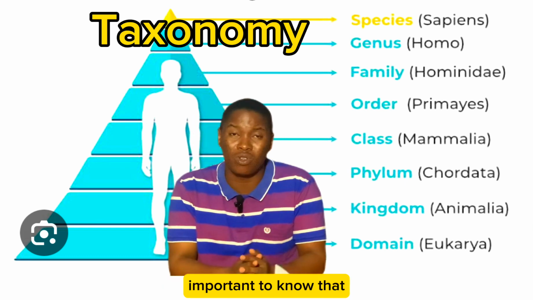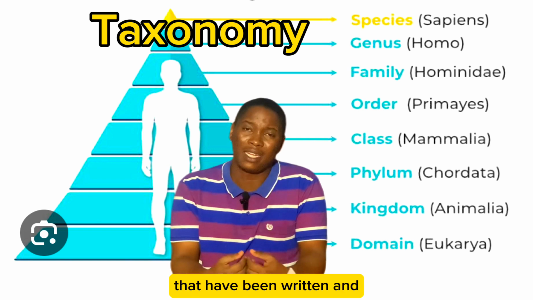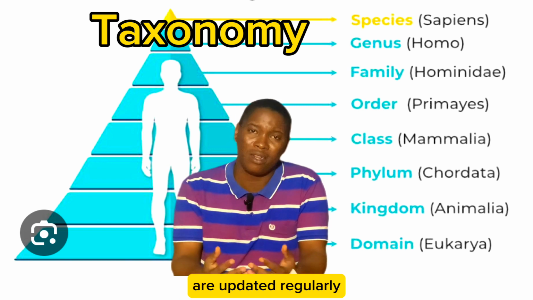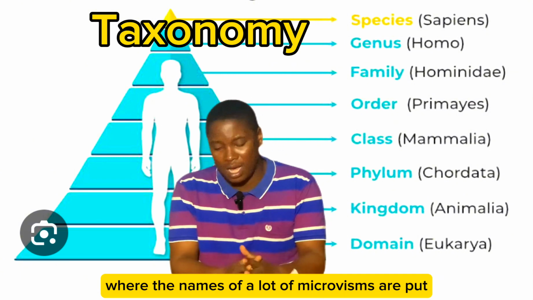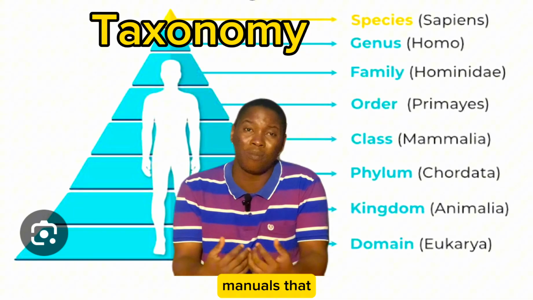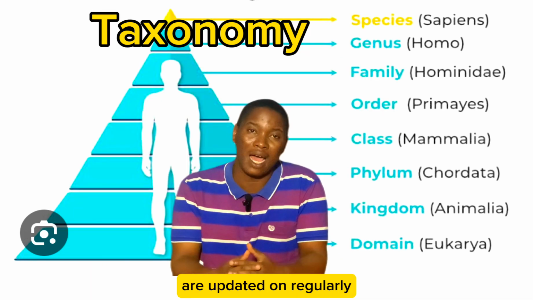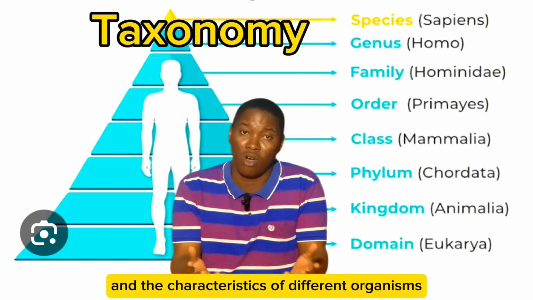Now, it's also important to know that microbiologists have two manuals that have been written and are updated regularly, where the names of a lot of microorganisms are put. And in those manuals, we have what we call Bergey's Manual of Determinative Bacteriology and Bergey's Manual of Systematic Bacteriology. These are two manuals that are updated regularly, and they contain the names and the characteristics of different organisms.